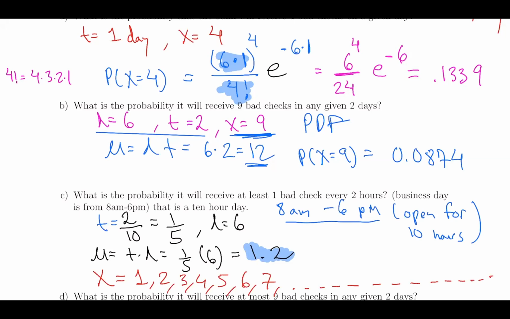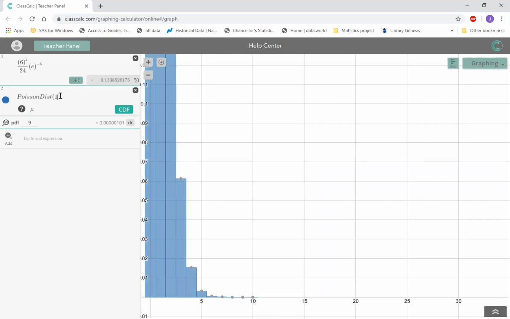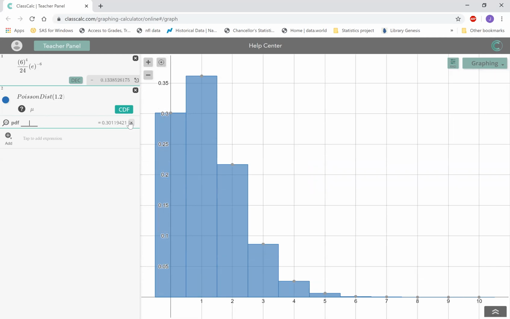So for this one, let's see how we're gonna do this for class calc. So we know mu is equal to 1.2. Let's see how we're gonna put our x value. So let me switch it over to class calc. All right, so the first thing I'm gonna do, change my mu from 12 to 1.2. We'll readjust that. And then instead of doing PDF, now we're gonna do CDF.